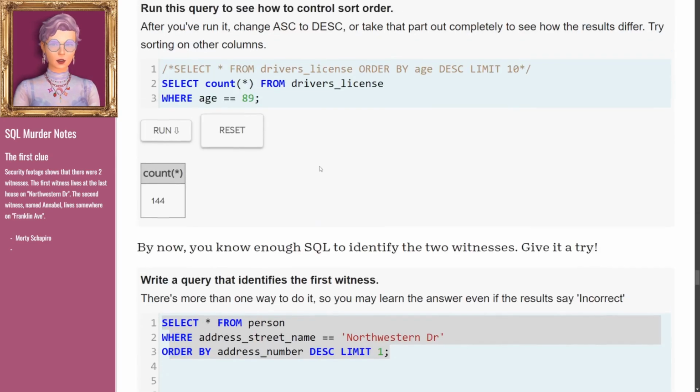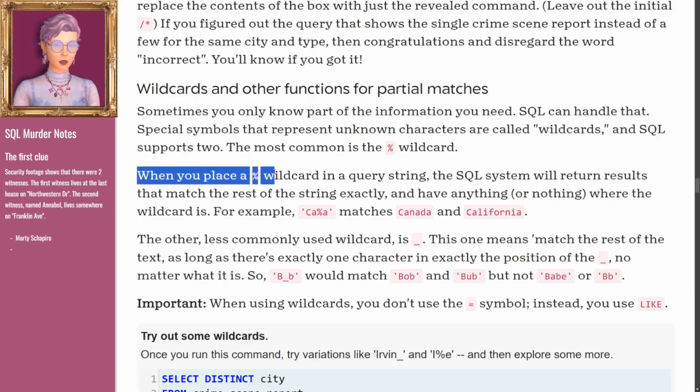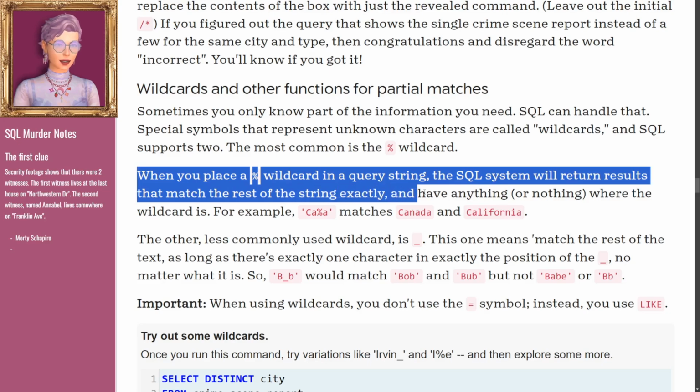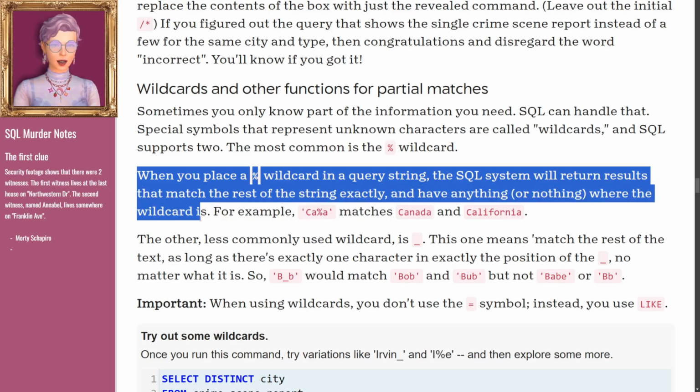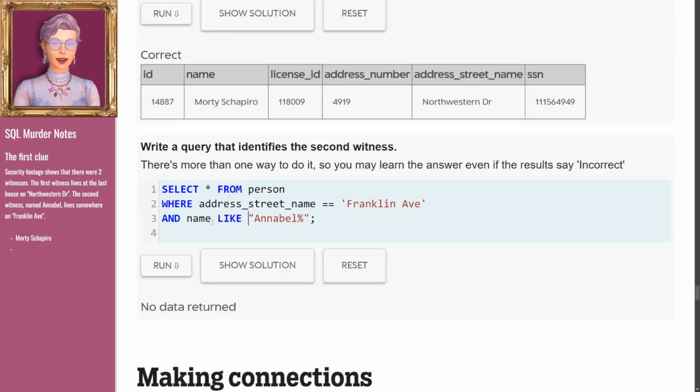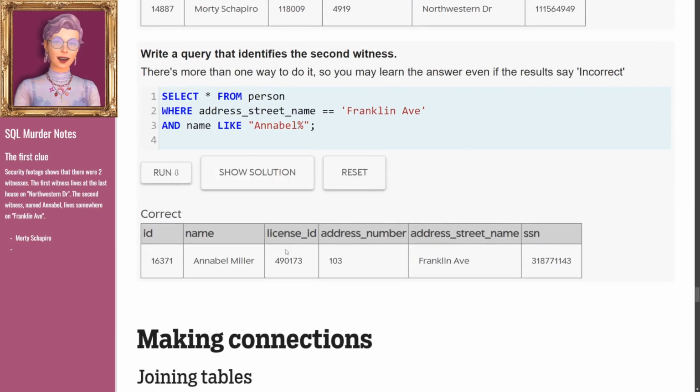Did I misunderstand how the wildcard thing worked? I probably did. When you place a wildcard in the query string, the SQL system will return results that match the rest of the string exactly and have anything or nothing where the wildcard is. Oh, it's because I needed to use like, not the equal symbol. Okay. We're named like Annabelle. There we go. Okay, we found it.